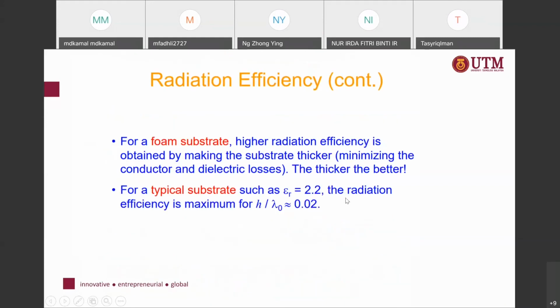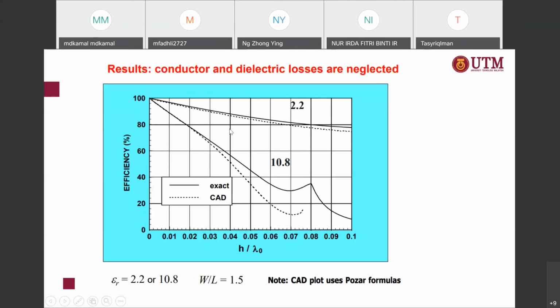Okay, so this is the radiation efficiency for a given substrate. Higher radiation efficiency is obtained by making the substrate thicker. For a typical substrate such as this value, the radiation efficiency is maximum for h over lambda naught roughly equal to 0.02. So this is all the graph given from the experiments.